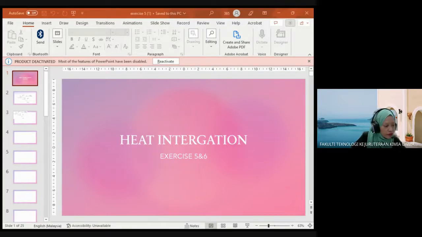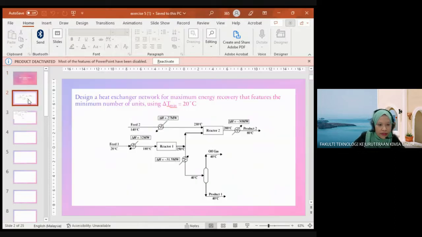Because we're going to do the exercise. Yesterday, maybe some of you at the back could not see clearly. Today we do some more exercise. We'll show you step by step here, right?